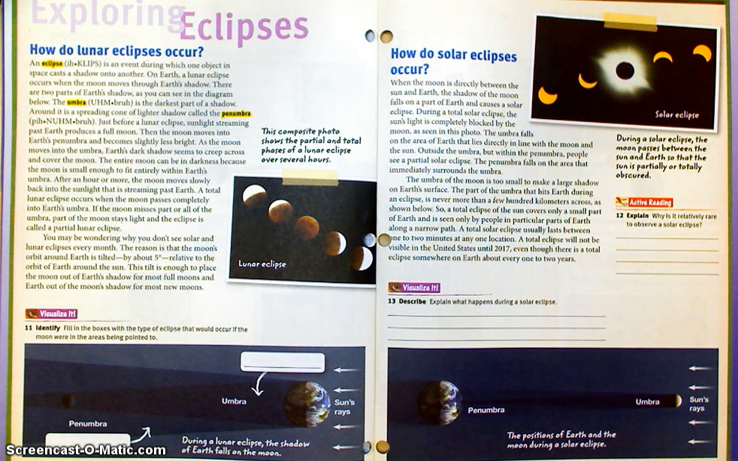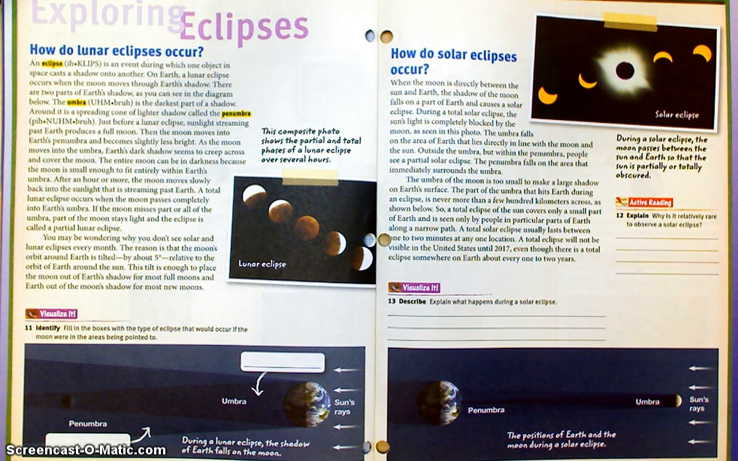And remember, most of the time everything isn't lined up quite right because we do have that tilt of the moon's orbit around the Earth by about 5 degrees. So most of the time the shadows miss the objects that they would normally be eclipsing.